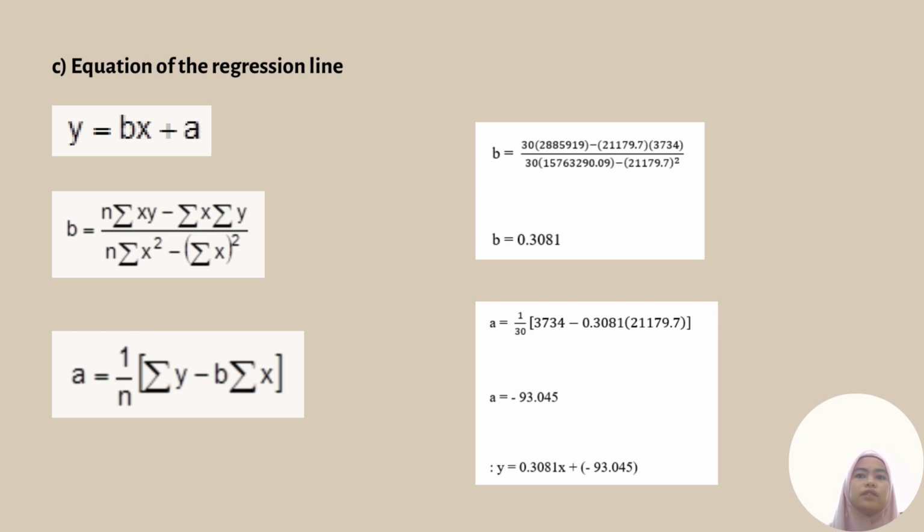So the result of A is negative 93.045, and the result of B is 0.3081. So the equation of the regression line is 0.3081x plus negative 93.045.